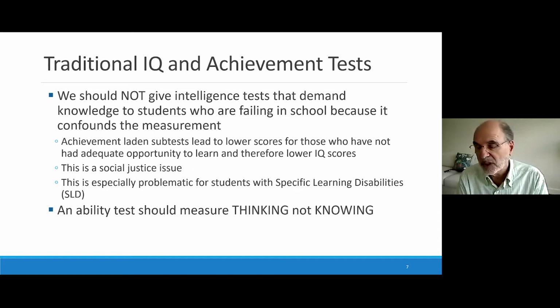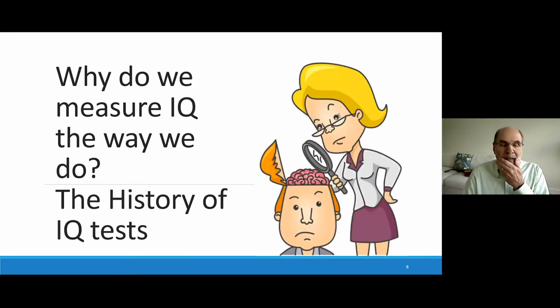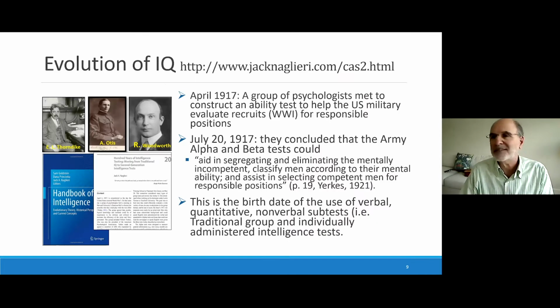And of course, this is really a social justice problem for me, because you know the kind of kids who do poorly on these tests of achievement are kids from disadvantaged backgrounds. So this is a real problem, because ability tests should measure thinking, not knowing. We're going to talk more about that. But let's back up for a second. Why do our intelligence tests have the content they have? Where did that come from? How did we get to this place?